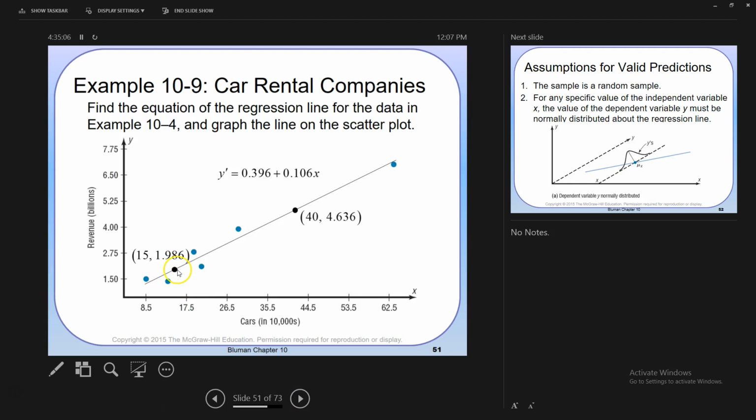So they've taken those 2 points, 15, 1.986, and 40, 4.636. They've plotted them on the graph with a different color. A lot of times when I do it, I'll do a little star instead of a plain point, just to indicate that it was an original data point. And then connect those, and this is your line of best fit drawn in with your scatter plot, so that you can see how well it fits, and you could also make some general predictions from the graph.